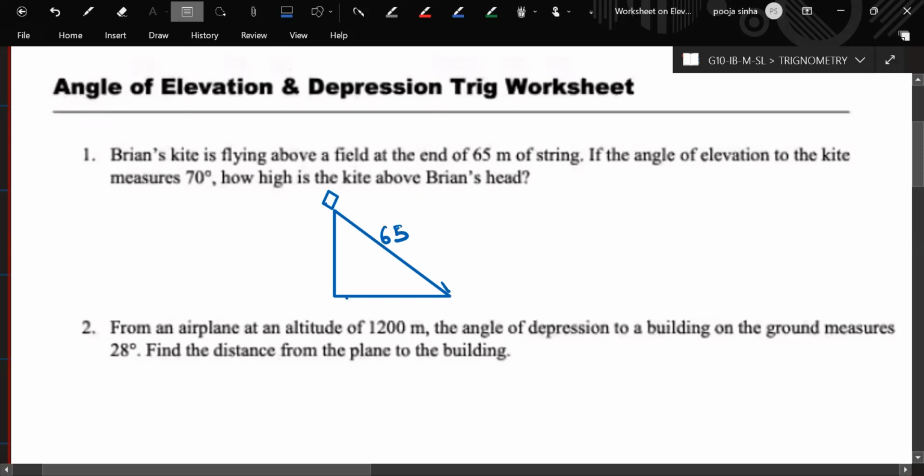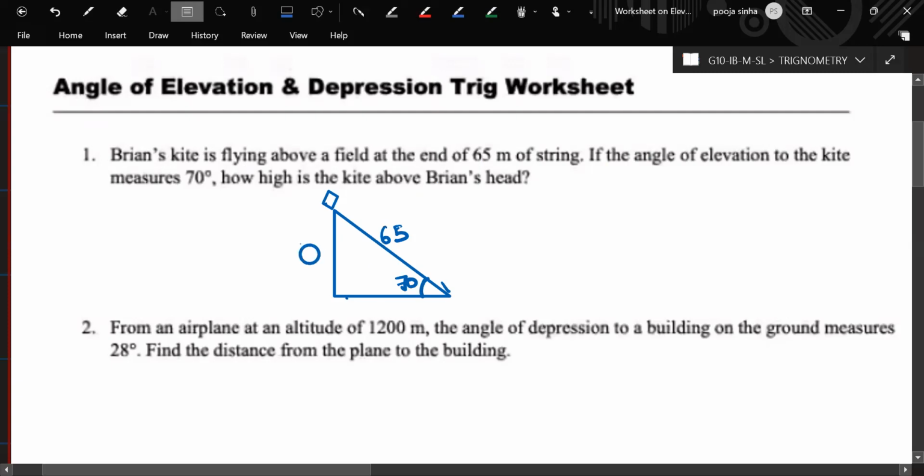If the angle of elevation is 70 degrees, where is it from? 70 degrees from where? This one, right? Yeah, that is 70 degrees. Okay, so I'll just name them. Which one is opposite? Opposite is the height. This here is opposite.